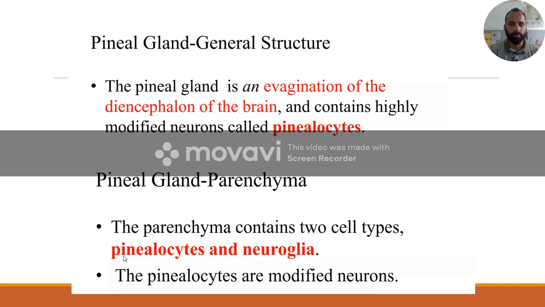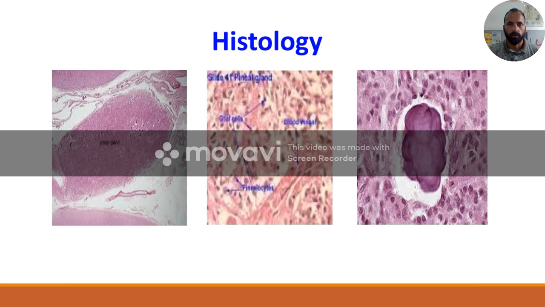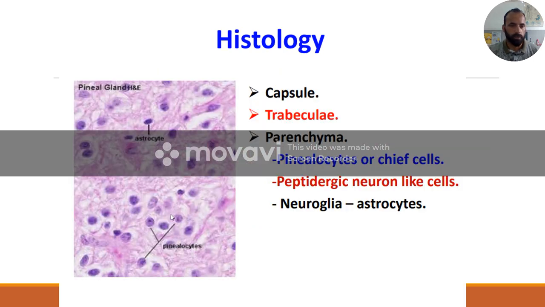You have two types of cells, the pinealocytes and the neuroglia cells. In the histological picture, you can see that. So this is the histological picture of the pineal gland. This is somewhat blurred, you cannot see anything here. Here you can see the pinealocytes, also known as the chief cells.